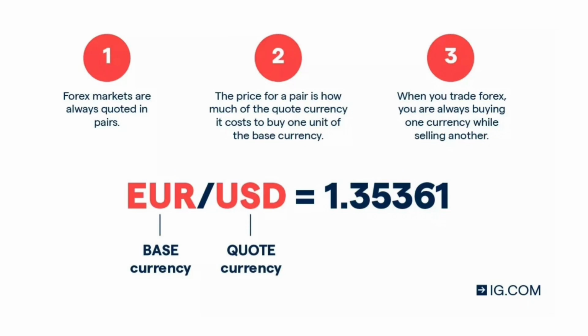Now an example is seen on the screen. We have EUR/USD equals 1.35361, which means that €1 is equal to $1.35361. So if you take €1 and go to the United States to change it in a bank, they are going to give you $1.35361. You can round it up, right?